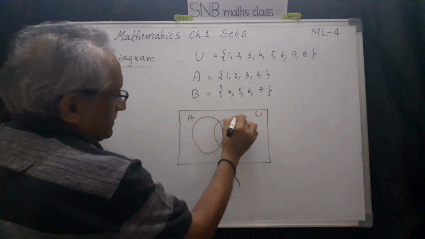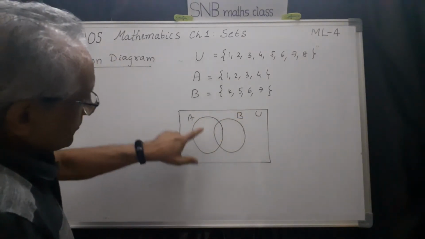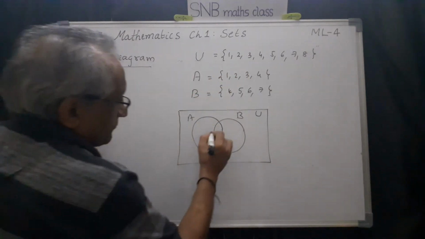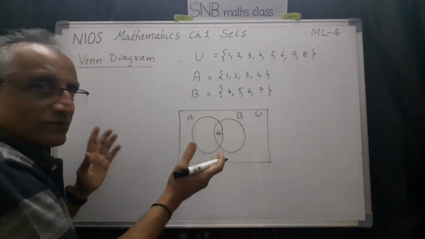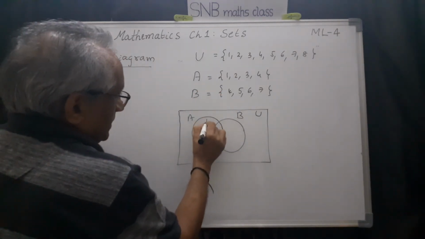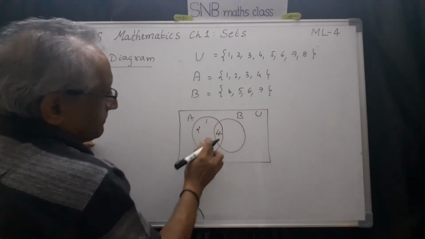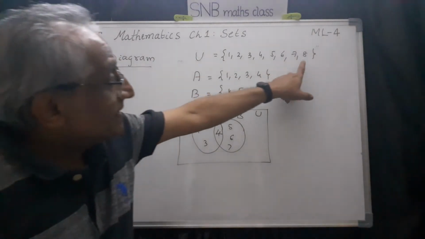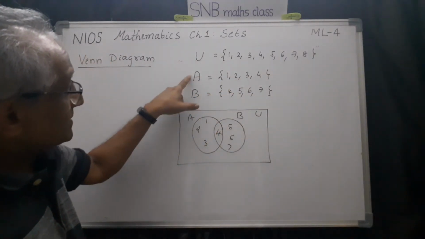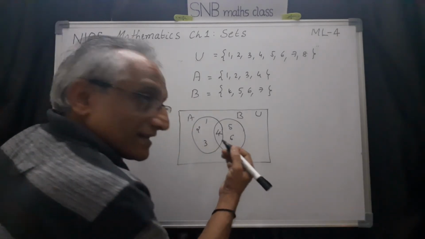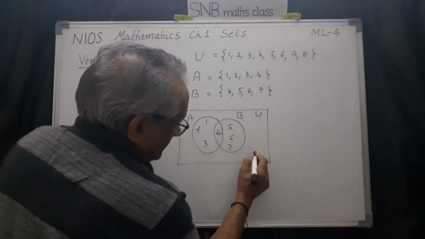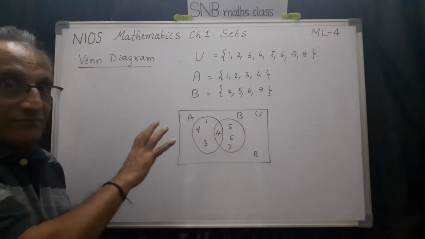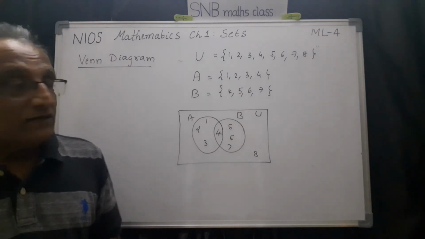This is A, this is B. Whatever is in A you write here, whatever is in B you write here, but whatever is common should be in the overlap. Therefore 4 you write here, and the place is not important. Say you can write 1, 2, 3, here 4, and 5, 6 and 7. But U contains 8 also, which is outside because it is not in A and not in B. 8 you can write anywhere, for example here or here. So this is the representation of a given set in a Venn diagram.